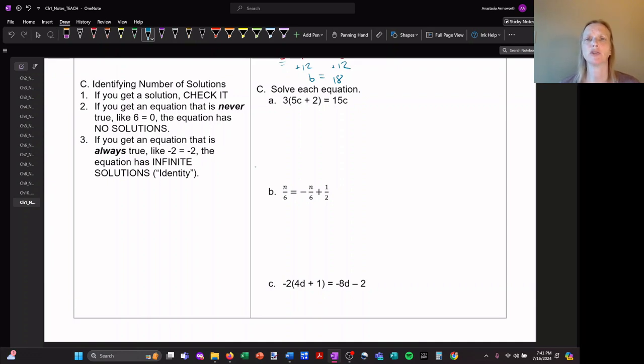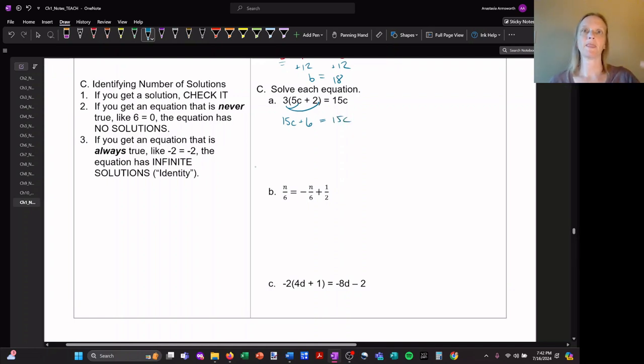Again, we're just solving each equation, so I'm starting by simplifying. Use the distributive property. 3 times 5c is 15c. 3 times 2 is 6. And I have 15c on this side. Now, next step, combine all the c's together on one side of the equation. I'm going to subtract 15c from both sides. 15c minus 15c is 0, so I've just got 0 plus 6. My c actually entirely disappeared from this equation.